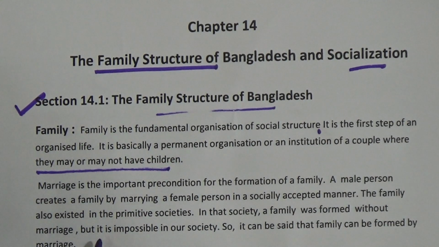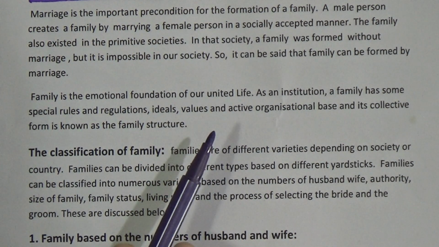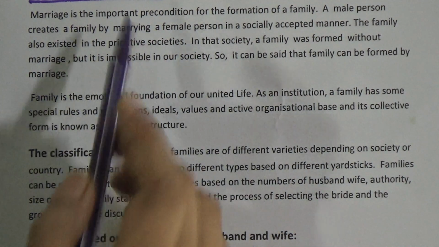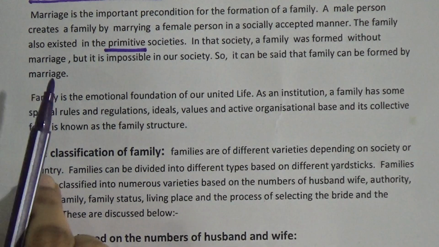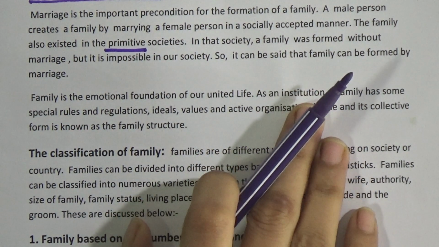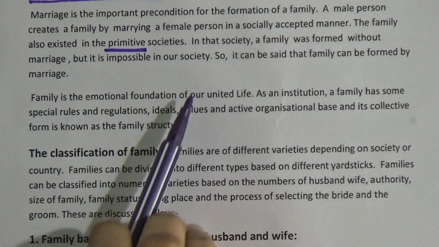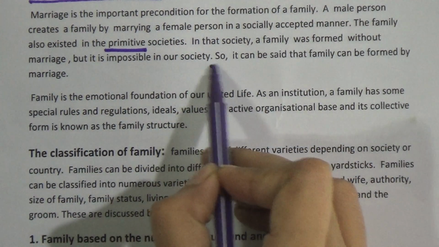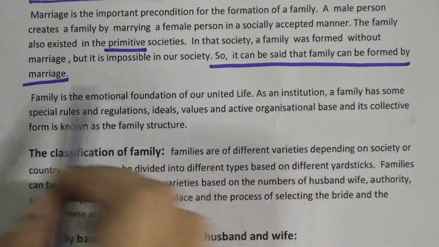The family also existed in primitive societies. That means it is not only in present societies, but it was also in primitive societies, that means the ancient societies. In that society, a family was formed without marriage. At that time there was no family bound with marriage. Without marriage, a family was created, but it is impossible in our society. Nowadays it is very much impossible to make a family without marriage. So after the discussion, we can conclude that family can be formed by marriage.